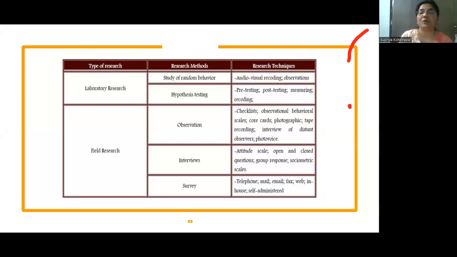Now, how to do the observation? We can do the checklist. That means we will go one-to-one at home, to any person, one-to-one. Their observational behavior scales are there, scorecards, photographic, tape recording, interviews of distance observing, and photo voice. These are the techniques used for the observation. In interview, we can do the attitude scale, open and close questions, group response, and sociometric scale.